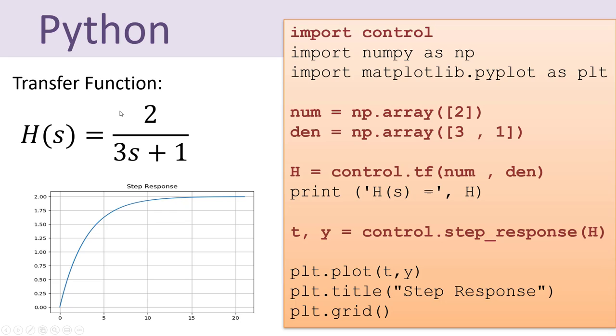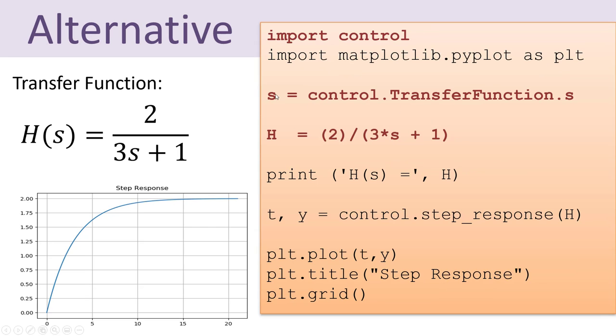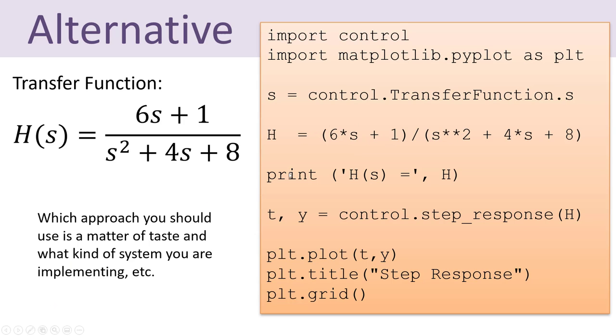So now we have implemented what we call the first order transfer function in Python in two different ways, using this NumPy array feature and then this more direct method where we just define this S operator and use that directly when implementing the transfer function. Let's see how we can implement a so-called second order transfer function.